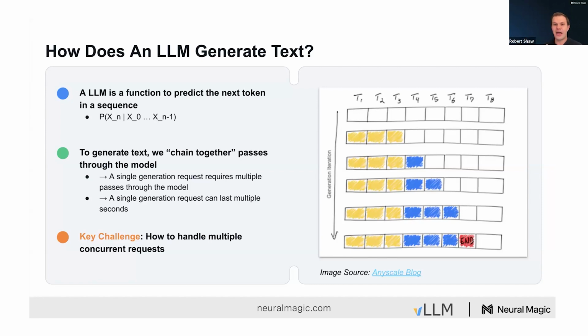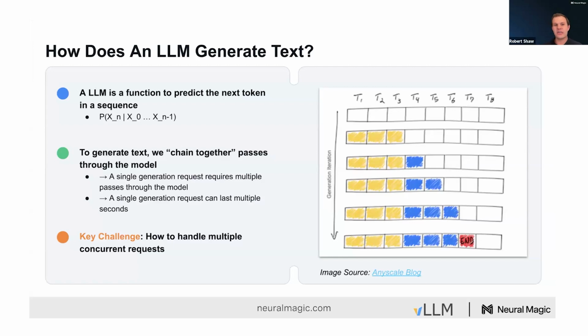So the folks at Anyscale had a really nice blog in the past, which helps to visualize this on the right-hand side. And basically what we see is that, for an input that's length 3, we use those first 3 tokens to generate the 4th token. And then given those first 4 tokens, we use that to generate the 5th token, and so on and so on. And so fundamentally, what's happening under the hood is we're chaining together these calls one after the other through the model. And generating 1,000 tokens requires 1,000 passes through the model.